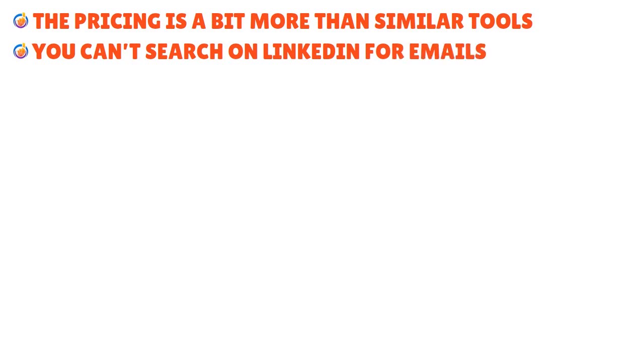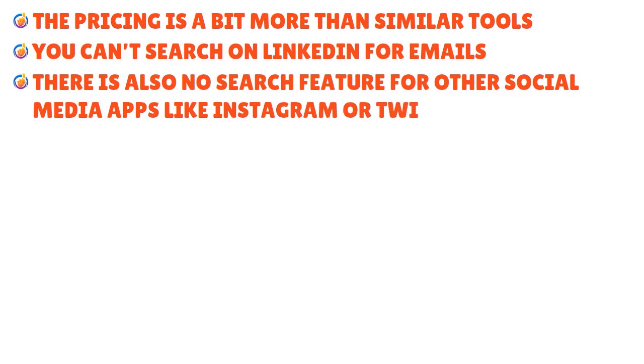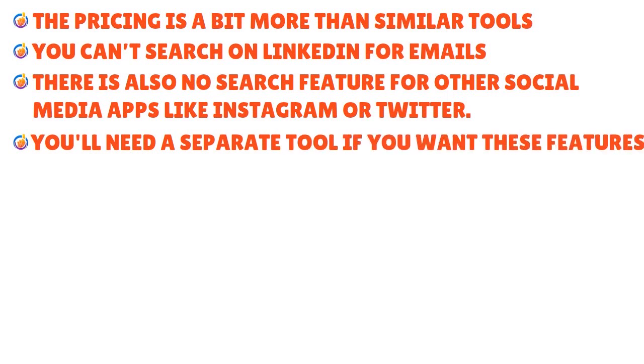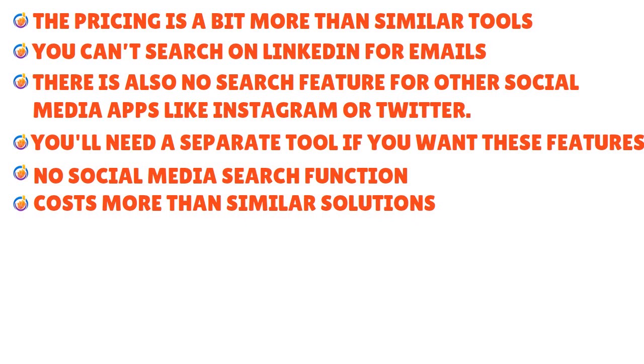With alternative tools like Get Prospects, discussed on other shows, you can. There's also no search feature for other social media apps like Instagram or Twitter, now called X. So you will need a separate tool if you want those features. You also have other disadvantages, such as no social media search function at large. And the tool itself is more expensive if you consider the whole constellation of needs that similar tools can provide across the board.